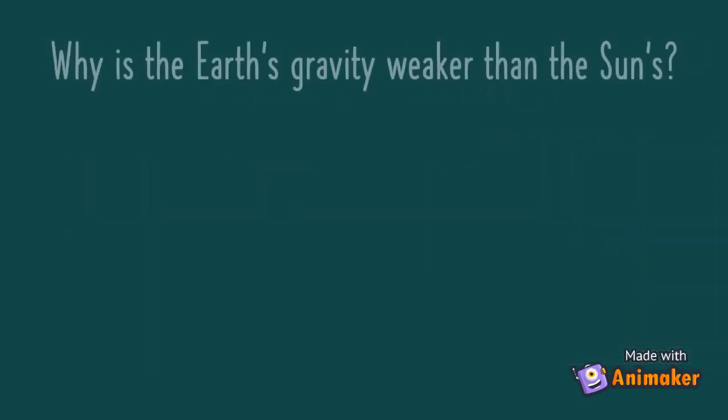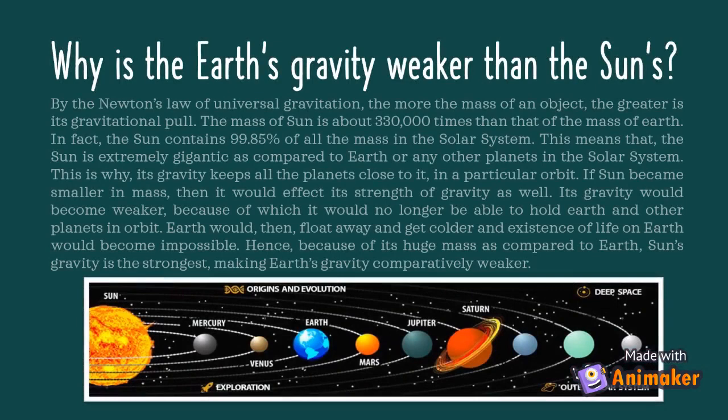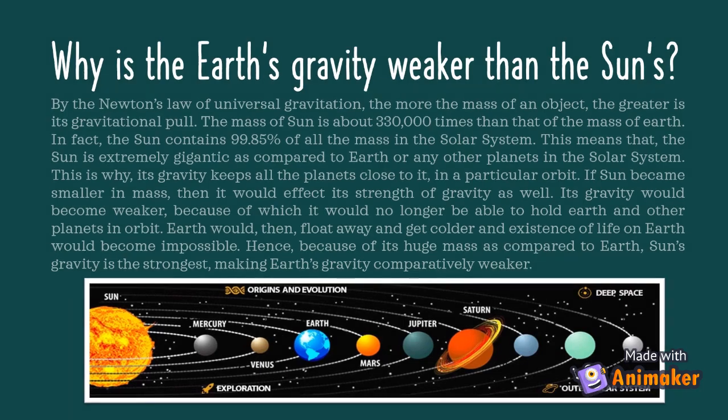Why is the Earth's gravity weaker than the Sun's? By Newton's law of universal gravitation, the more the mass of an object, the greater is its gravitational pull. The mass of the Sun is about 330,000 times that of the Earth. In fact, the Sun contains 99.85% of all the mass in the solar system. This means that the Sun is extremely gigantic compared to Earth or any other planets in the solar system. This is why its gravity keeps all the planets close to it, in a particular orbit.